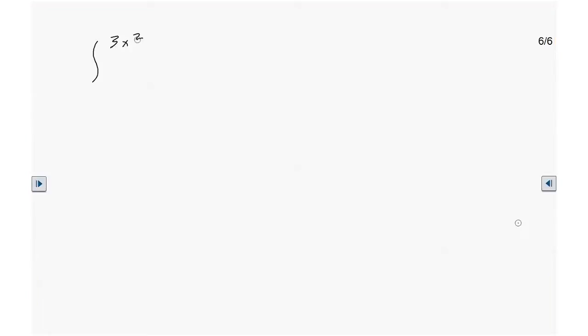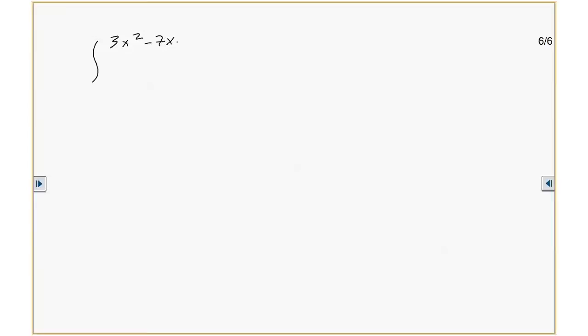Antiderivative, I'm going to start on another piece of paper. 3x squared minus 7x minus 2 over x cubed minus x dx.